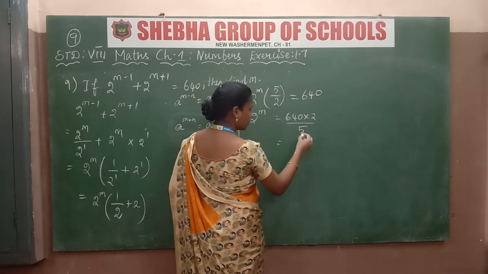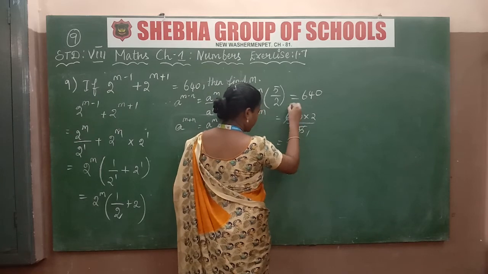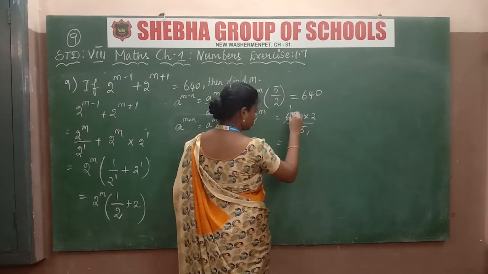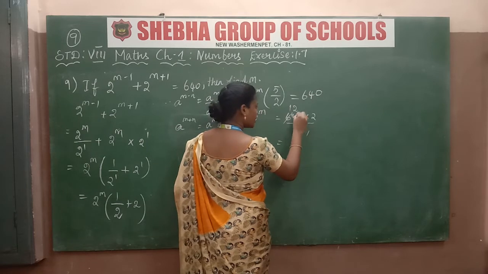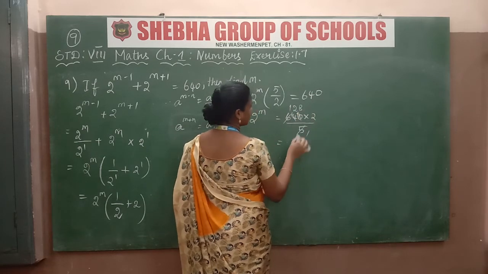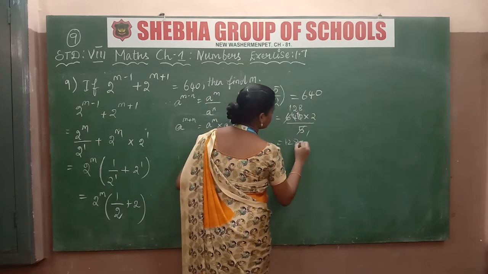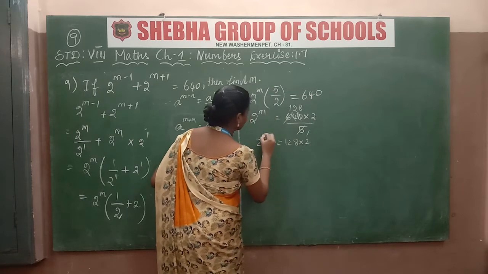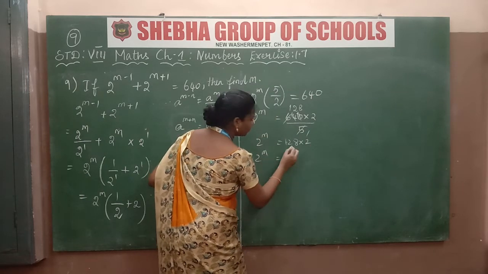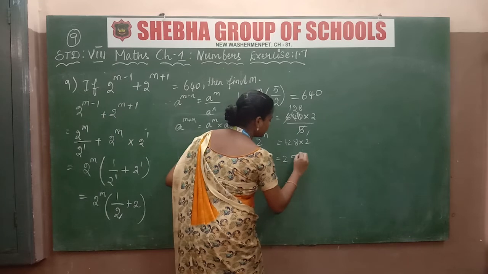In 5 tables we have to cancel it. 5 1s are 5, balance 1. In 5 tables 5 2s are, then 4 tables 5 8s are 40. Then 128 into 2 is 2 power m. So 2 power m is equal to 128 into 2 is 256.